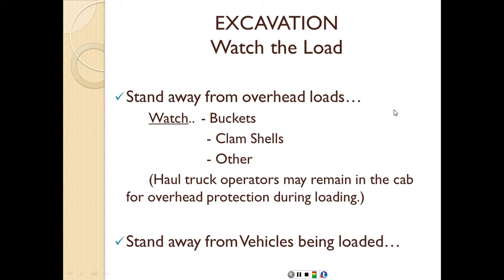When it comes to loads, stand away from overhead loads, whether they are buckets, clamshells, or other, from equipment excavating that soil. The haul truck operators may remain in the cab for overhead protection during loading. So if they are in the cab, they are already protected by the roof of that cab. Stand away from vehicles being loaded, because again, sometimes the operator might not pay attention and a person might get hit by that equipment.